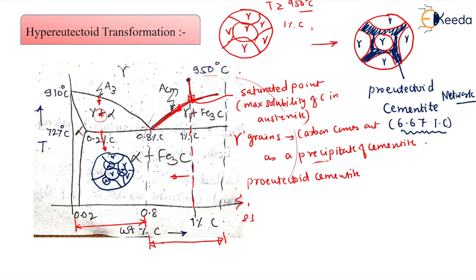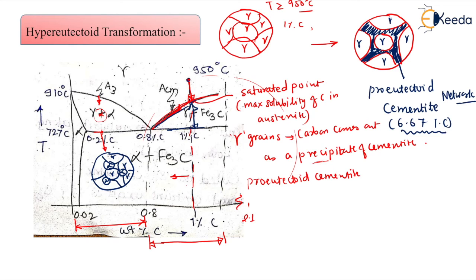ये कहां से कहां हुआ डियर स्टूडेंट्स? ACM लाइन से नीचे और A1 लाइन तक, ये सब चीजें कहां पे हो गई? जो कार्बन डिक्रीज होता होता चला गया, सो कार्बन बाहर निकलता चला गया गैमा ग्रेन से, और वो प्रेसिपिटेट किसका बना? सीमेंटाइट का बना. ओके, so now we are coming down again below this A1 line.